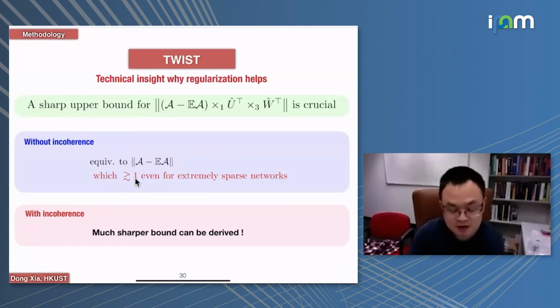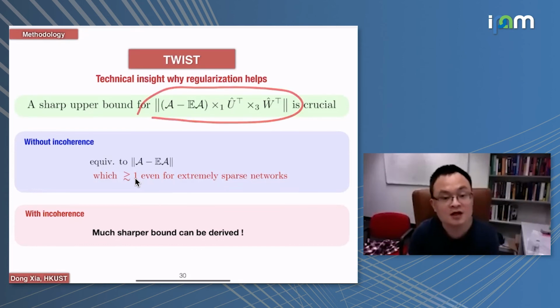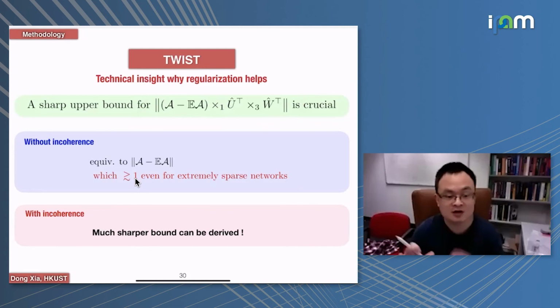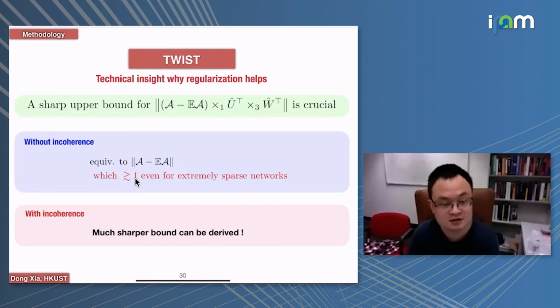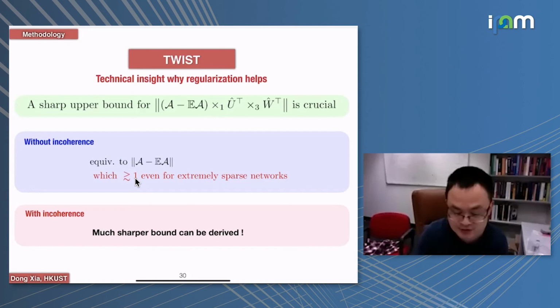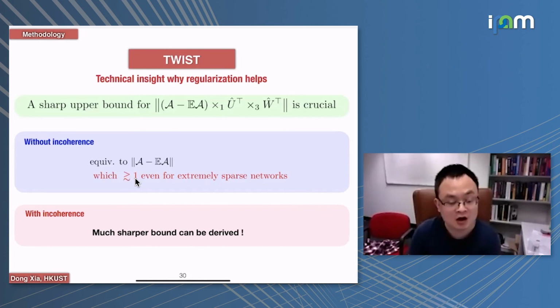If we do not impose any incoherence condition, in other words, this u hat and w hat can be coherent, then in the worst case this term can be roughly the same order as the operator norm of this noise tensor. It is easy to see that with high probability this term is at least of order 1. It is actually very large, and it will not be appropriate for us to use it to deal with extremely sparse networks.